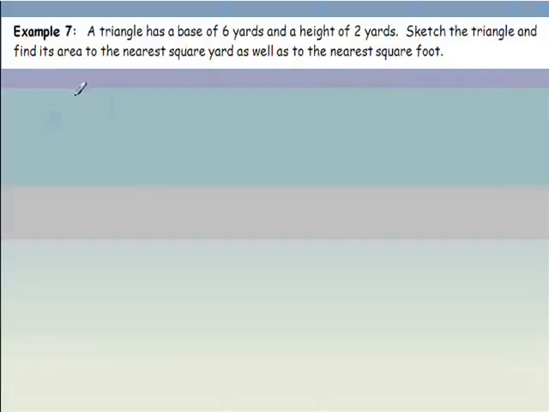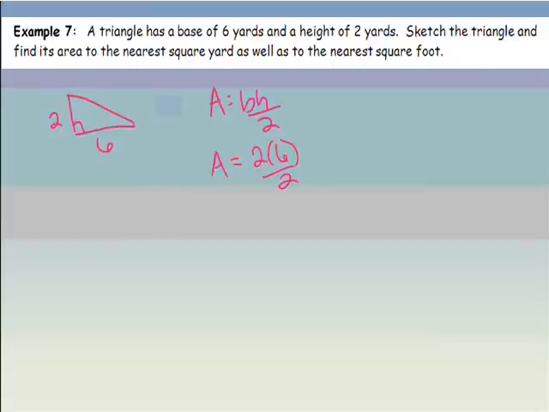Last problem. I've got a triangle, and it's got a base of 6 and a height of 2. So we can draw any kind of triangle we want. I'm going to draw a right triangle. So base of 6, height of 2. These are in yards, and we need to find its area. Well, area is base times height divided by 2. So my area is 2 times 6 divided by 2, which means my area is 6 yards squared.